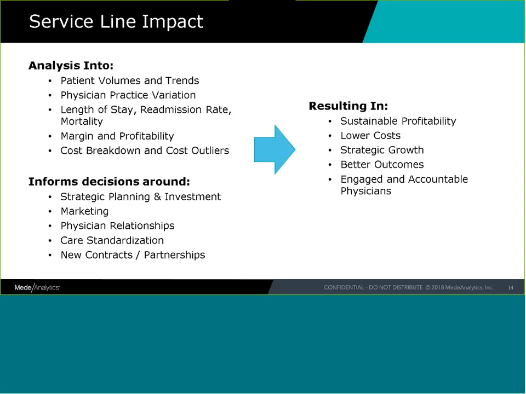Where is there opportunity to reduce our costs for this particular set of patients? This analysis is going to inform decisions around strategic planning and investment. Where do we go in the market? What physician groups do we partner with, or what large employers do we partner with? Care standardization, new contracts and partnerships, all of which result in what we're looking for: sustained profitability, lower cost, strategic growth, doing the right thing, and better outcomes, engaged and accountable physicians.